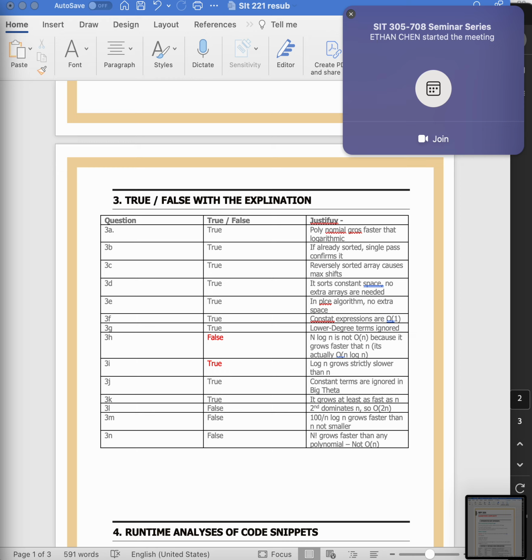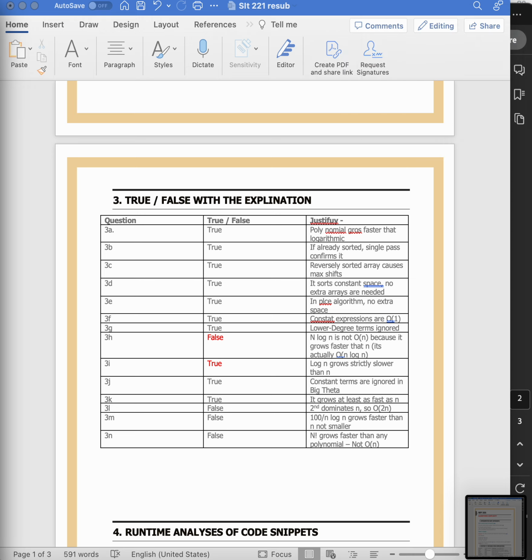Yeah. And 3K, n log n equals big... oh wait, did I say that wrong? No, this is big omega n. Yeah. So n log n grows at least as fast as n, and that's true. So yeah. And then the last three I think were false.